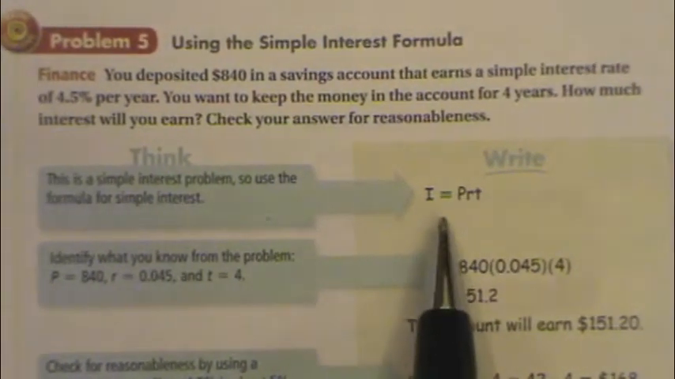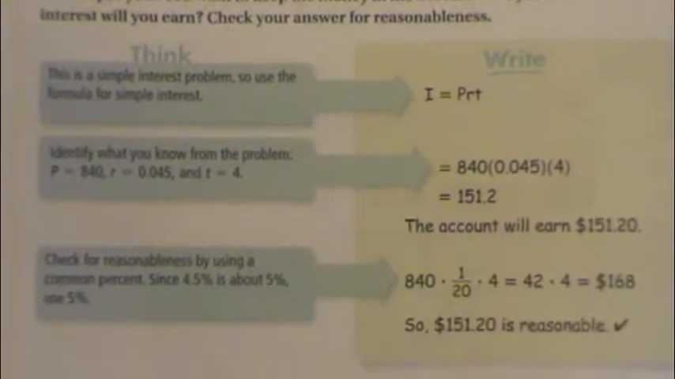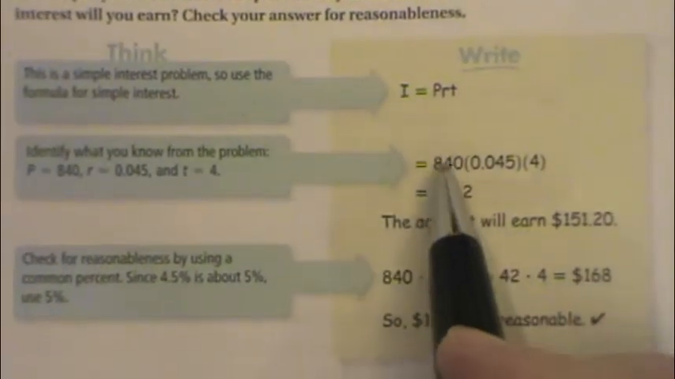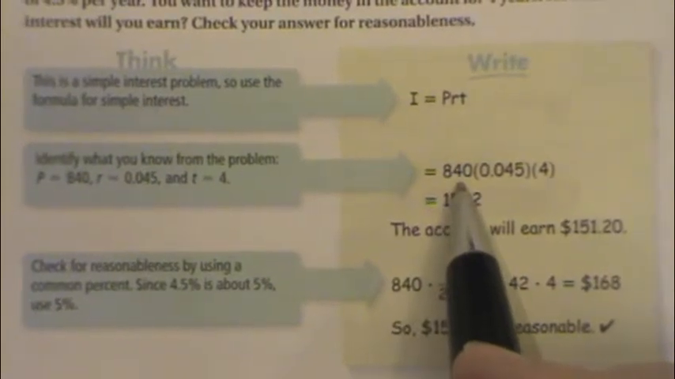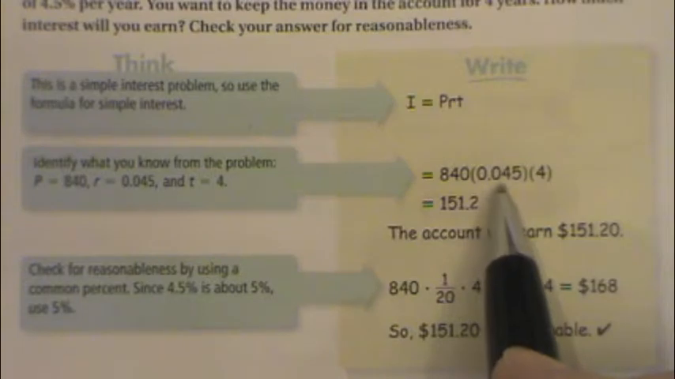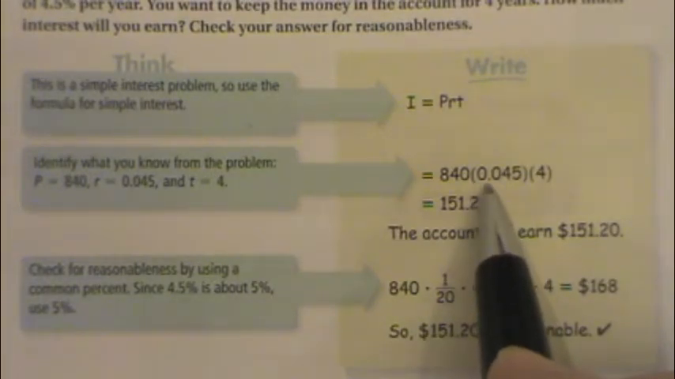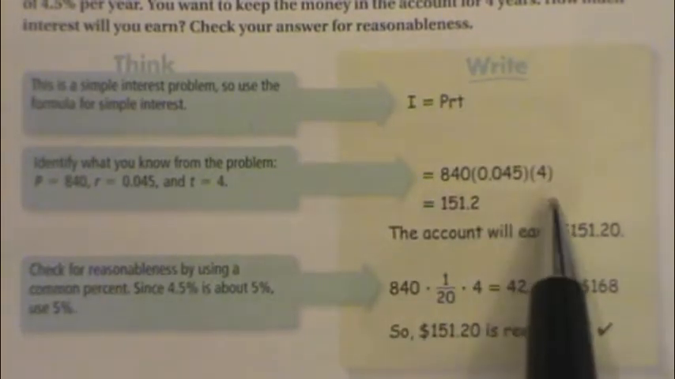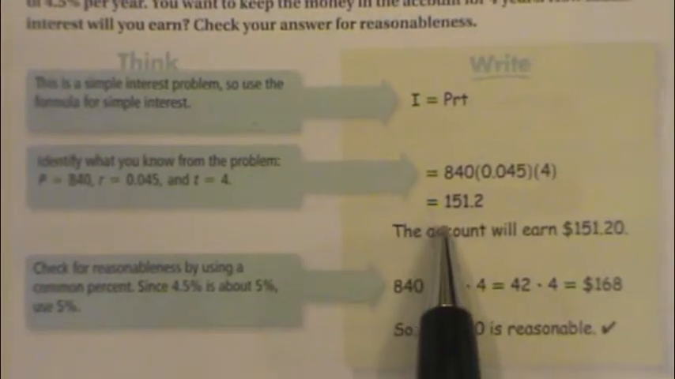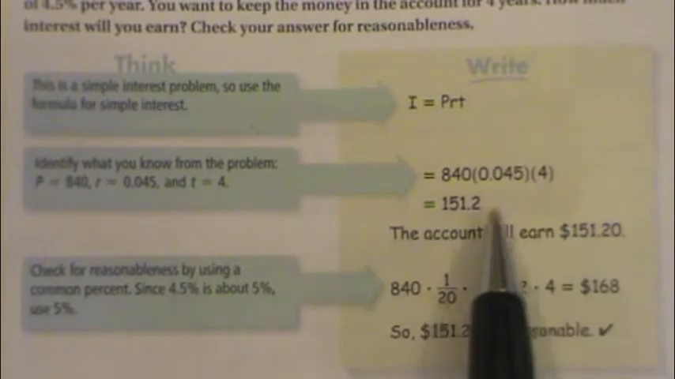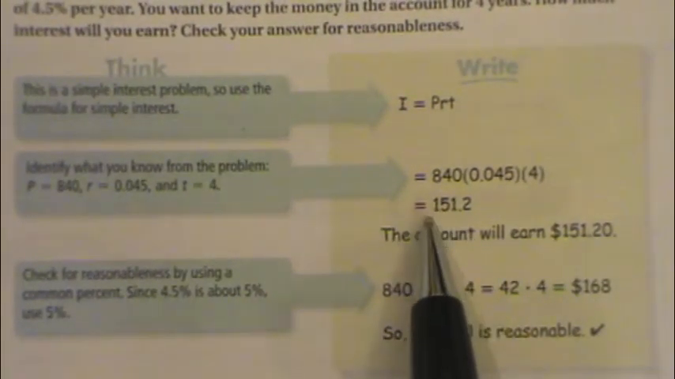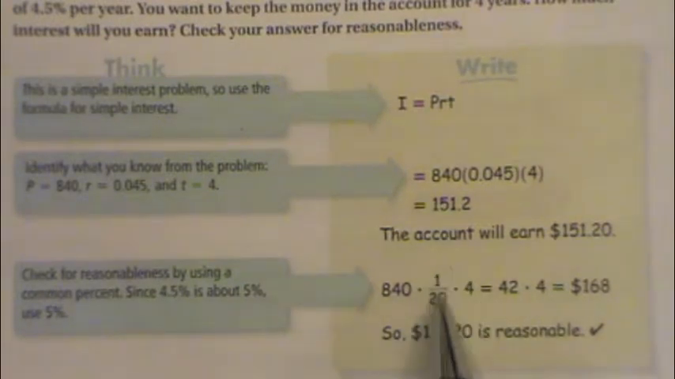First, remember your formula. I equals PRT. Then plug in what you know. You know your principal, what you deposited, $840. You know that your simple interest rate is 4.5%, and they've moved the decimal point already. Don't forget that. You're keeping the money in an account for 4 years. There's your time. How much interest will you earn? Multiply that out. You end up with $151.02. That's not bad on $840 to start with.